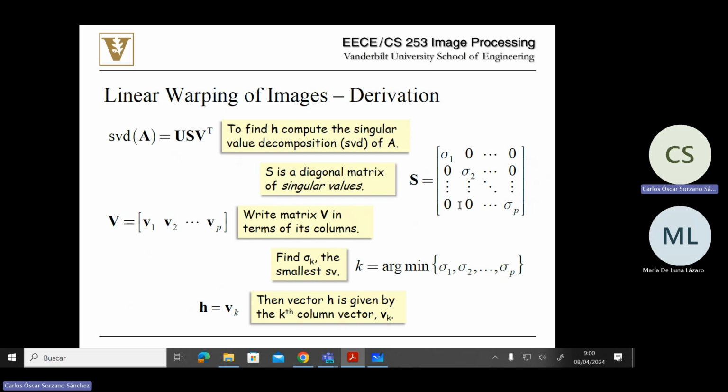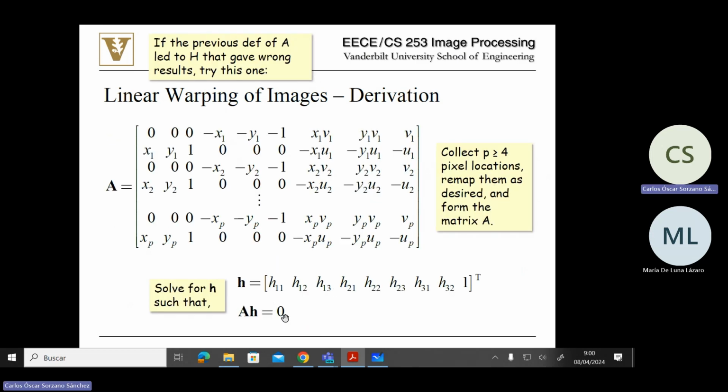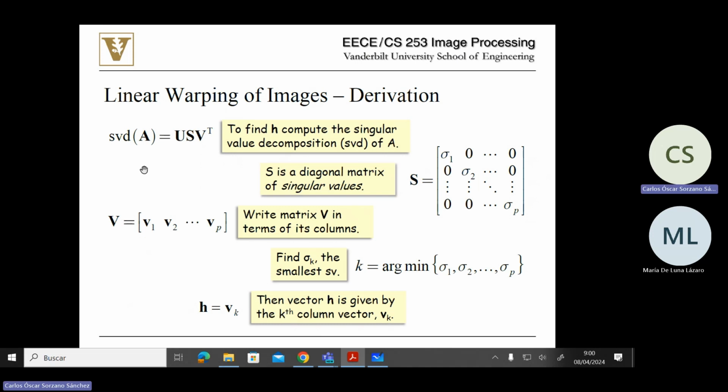Okay, so we have to solve this problem, A times H equals 0. A possible solution is to take the singular value decomposition of A, find the smallest singular value, and then take the V that corresponds to that smallest singular value. So this is kind of an eigenvector, right? It's not an eigenvector, it's a singular vector. It's the singular vector corresponding to the minimum singular value. And this is H.